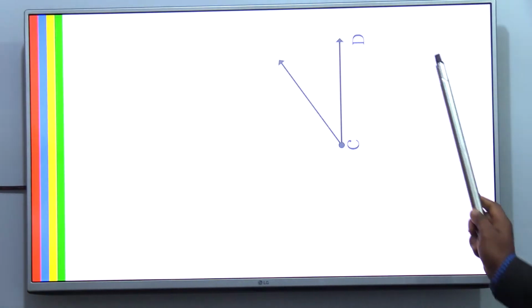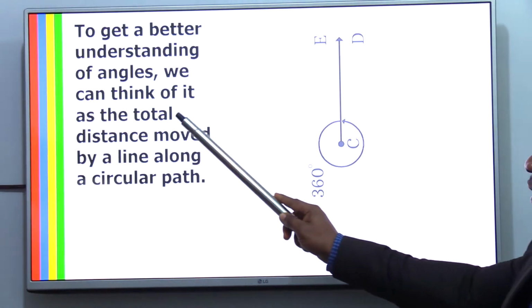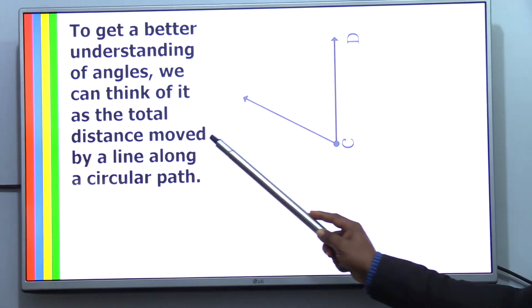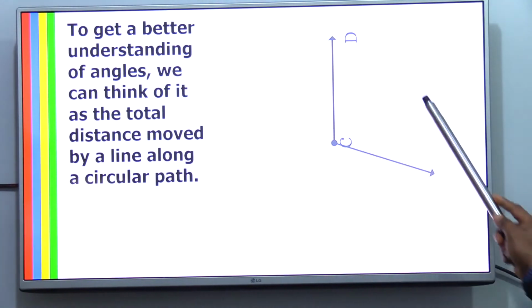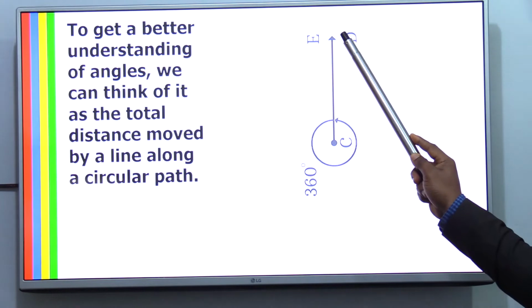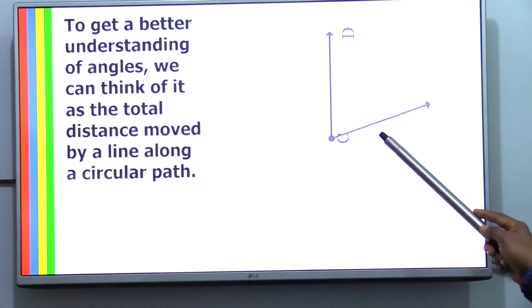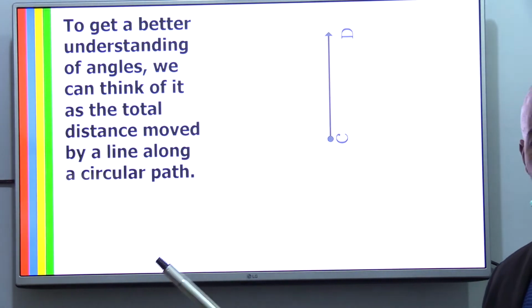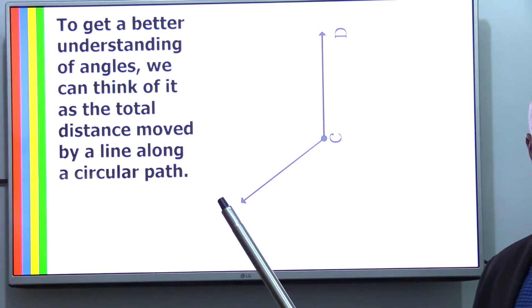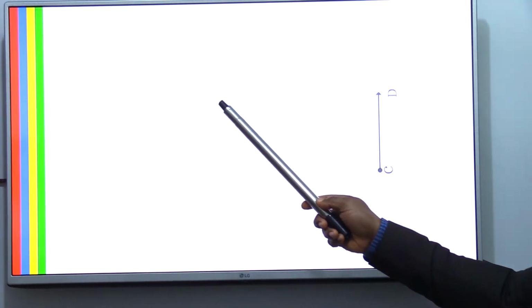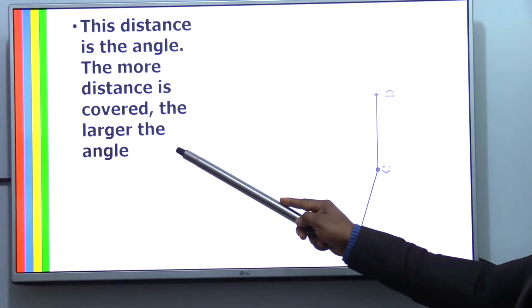Now, to get a better understanding of angles, we usually think of angles as the total distance moved by a line that is moving around a circle, just like this line here. It moves round, and then as it moves, an angle is formed. As it moves farther, the angle increases. Okay? The farther the distance, the more the angle that is covered.